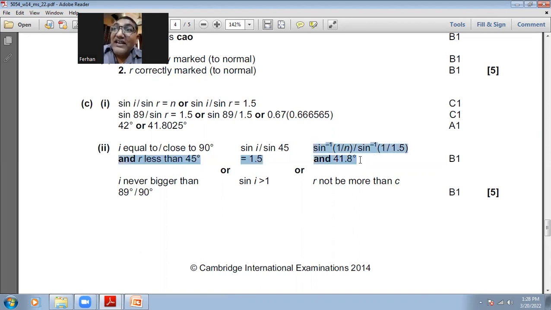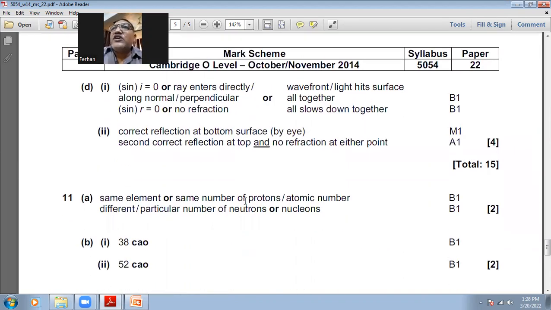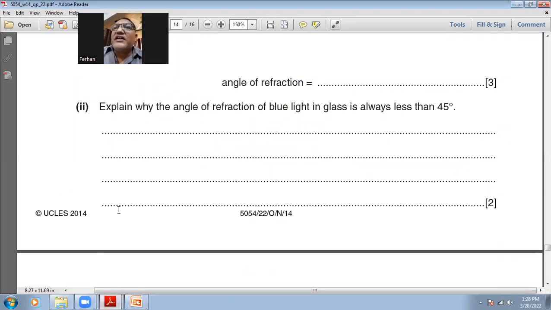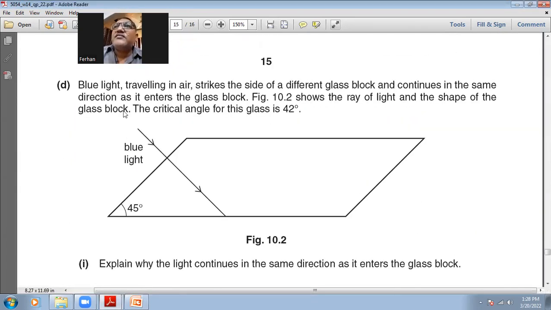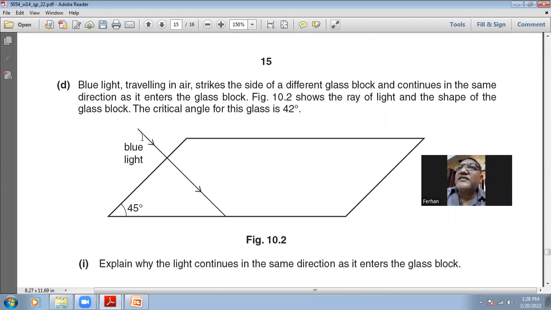They have calculated here the critical angle. The critical angle for the glass is 41.8. So, okay, it's a little tricky question. So we are going to the next part. Okay, so the next part is here.